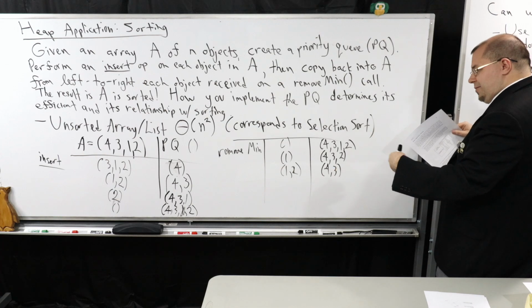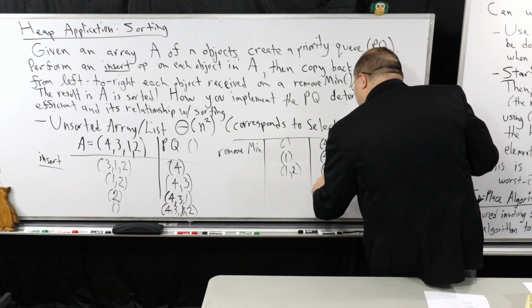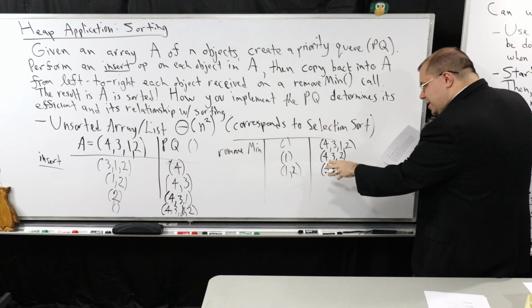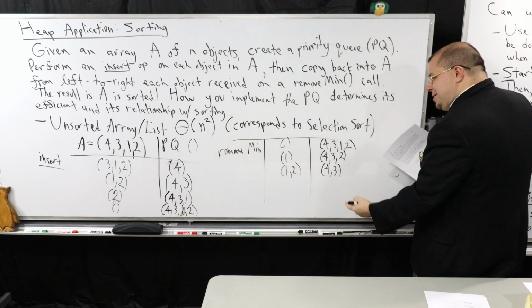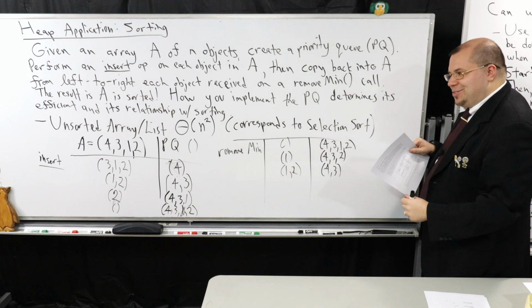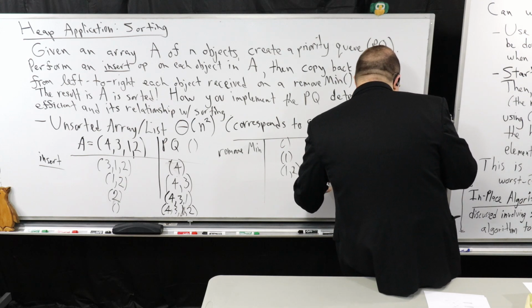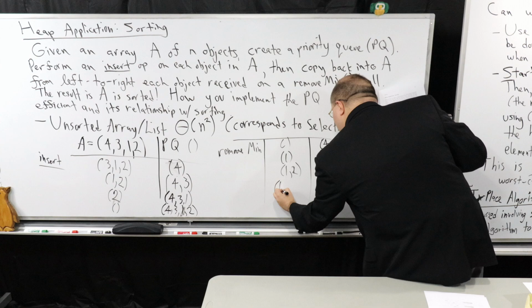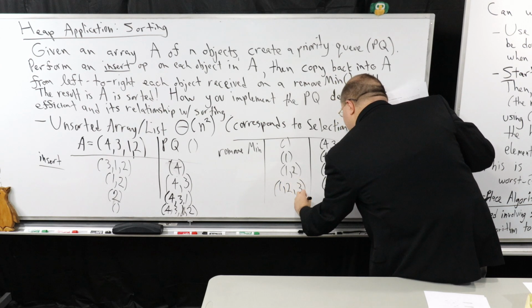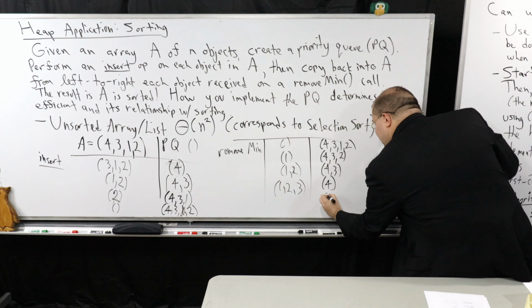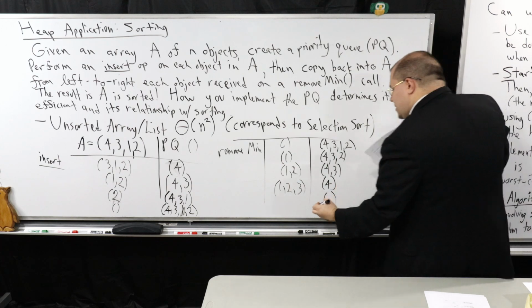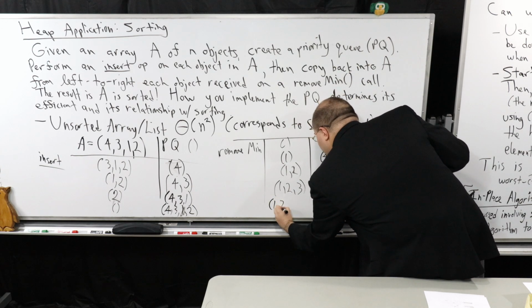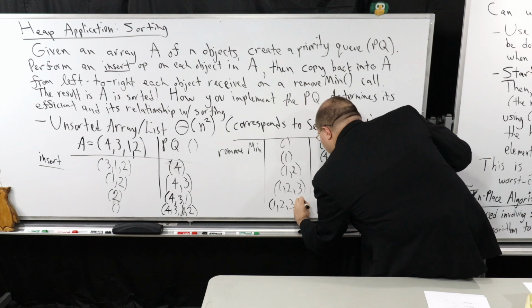And I'm copying them from left to right. So notice that as I'm doing the remove min calls, everything on this side is going to be sorted. Everything on that side may not necessarily be sorted. And now I remove min, which will be 3. So I end up with 1, 2, 3. And then, of course, I do remove min again. The priority queue becomes empty, and I end up with a sorted sequence of elements.